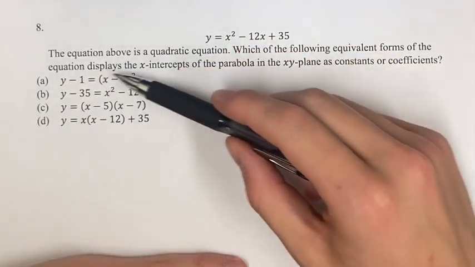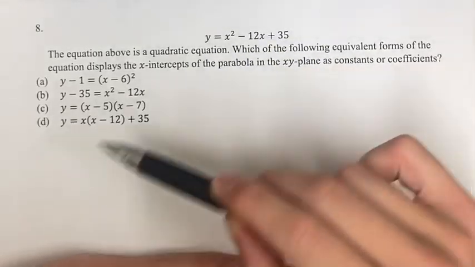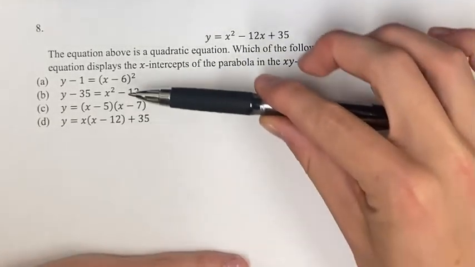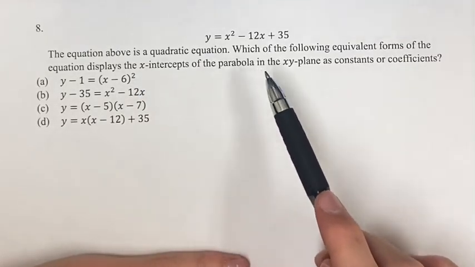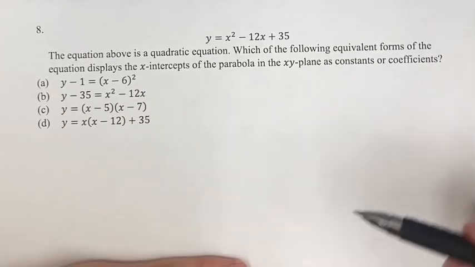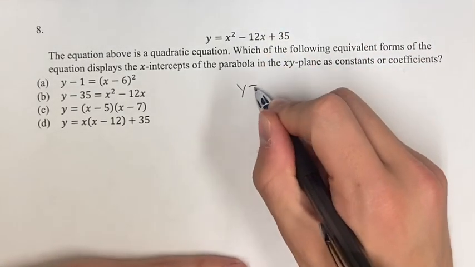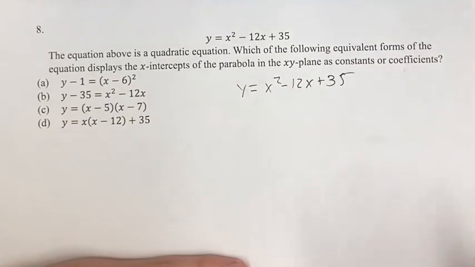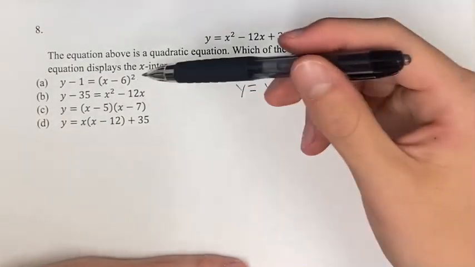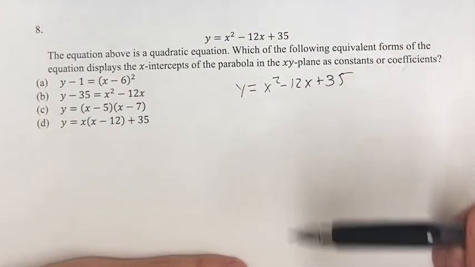In this problem we're given a quadratic equation, and we're asked which of the following equivalent forms of this equation displays the x-intercepts of the parabola in the xy-plane as constants or coefficients. So we have our equation y is equal to x squared minus 12x plus 35. And the way we are going to find the x-intercepts is using the factors of this quadratic.